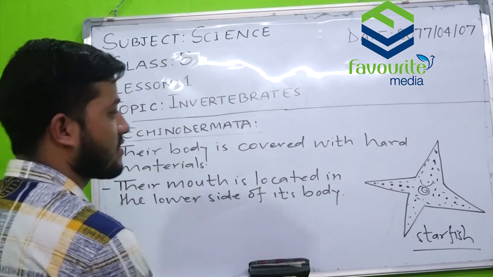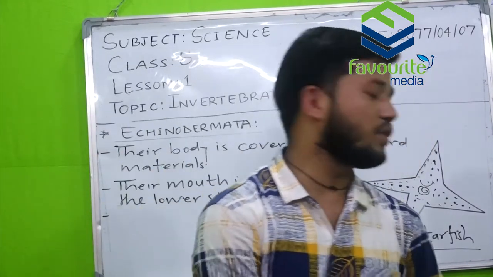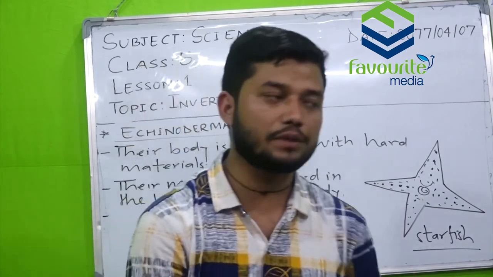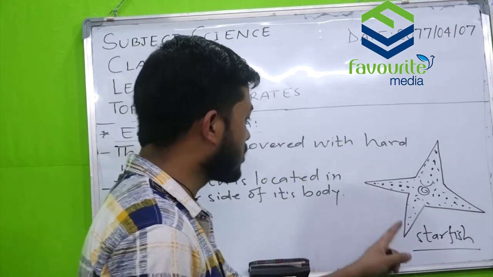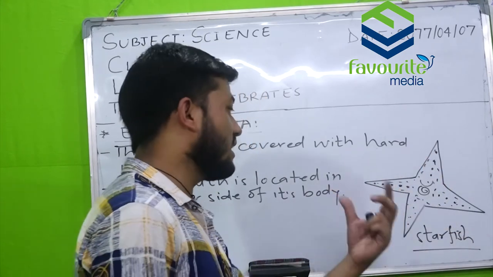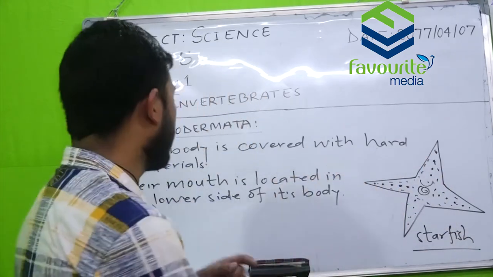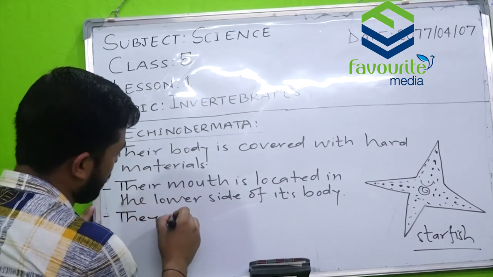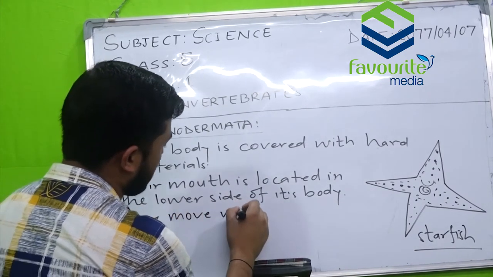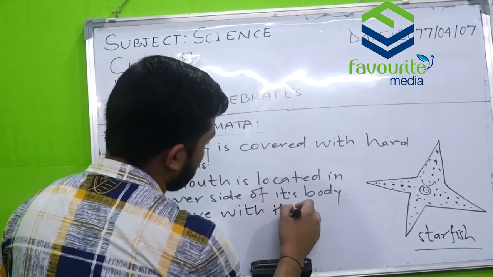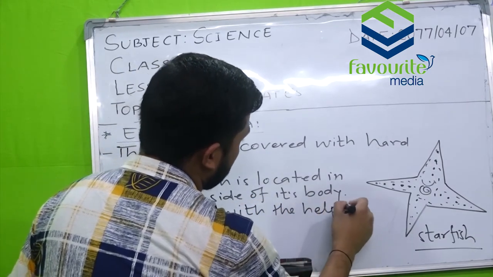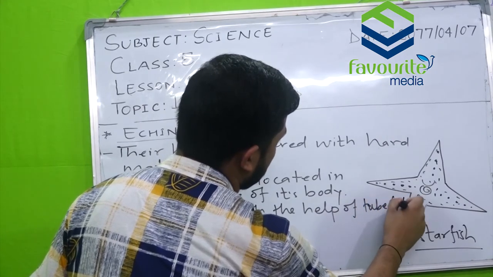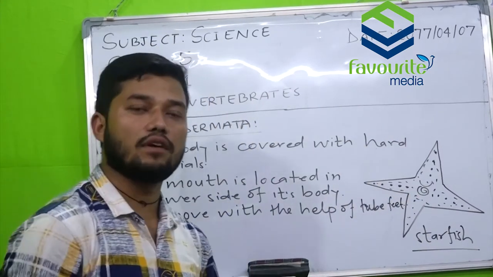And the third characteristic you can write: they move with the help of what? Tube feet. It means they have tube feet present in their body. So these are the tube feet. They move with the help of their tube feet, or in short, you can write they have tube feet.